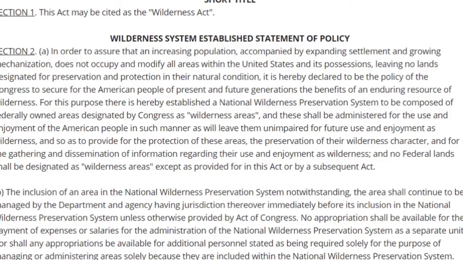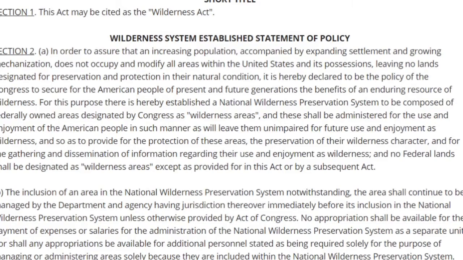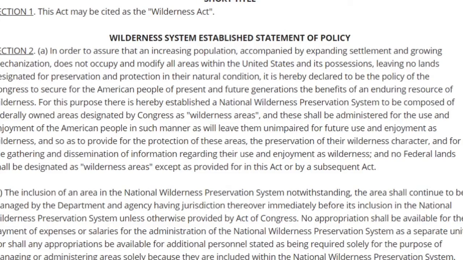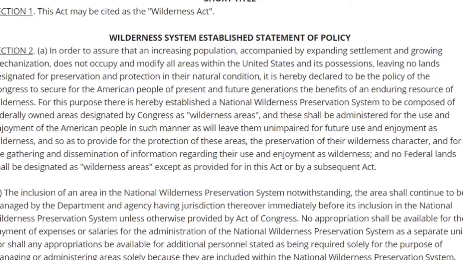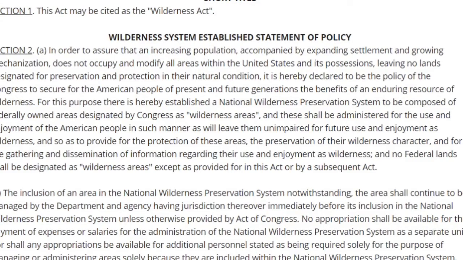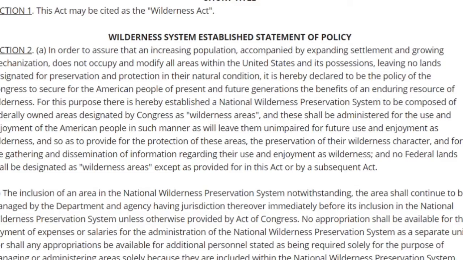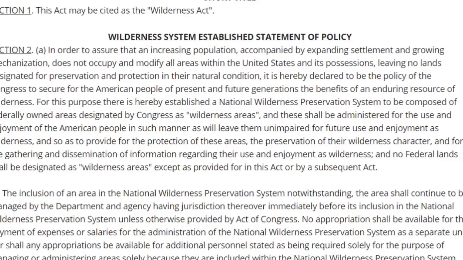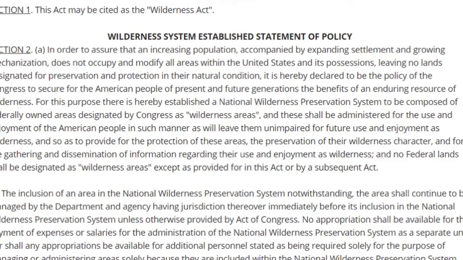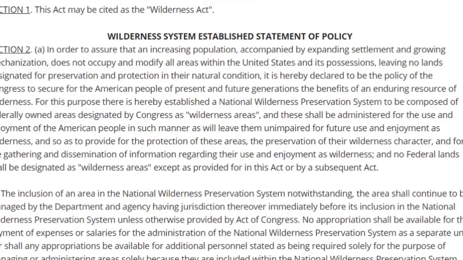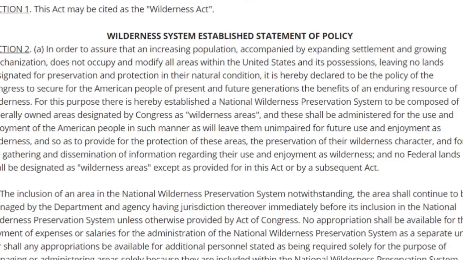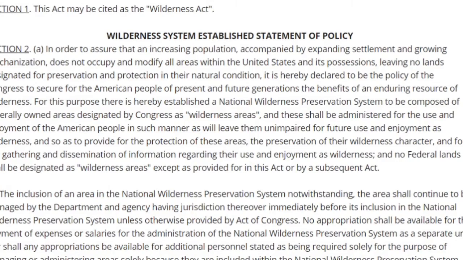The preamble of the Wilderness Act begins in Section 2A, and it reads, "In order to assure that an increasing population accompanied by expanding settlement and growing mechanization does not occupy and modify all areas within the United States and its possessions, leaving no land designated for preservation and protection in their natural condition, it is hereby declared to be the policy of the Congress to secure for the American people of present and future generations the benefits and an enduring resource of wilderness." That's a pretty strong statement of ethics and values related to why we think wilderness is important in the United States.